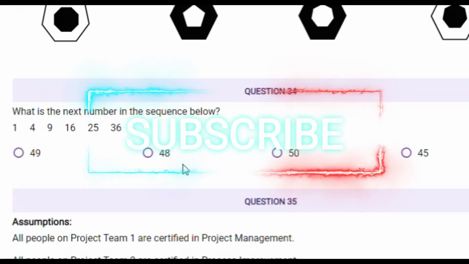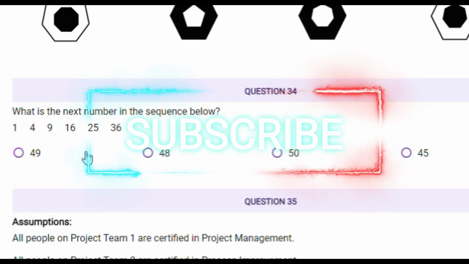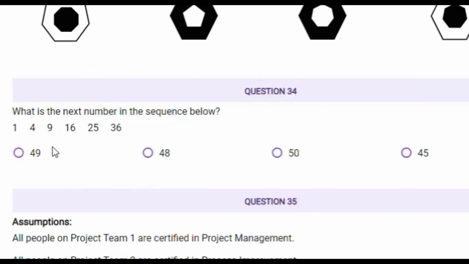Question number 34. Question, what is the next number in the sequence below? Sequence 1, 4, 9, 16, 25, 36. Question explanation. This question tests your ability to identify a number pattern and determine what comes next.